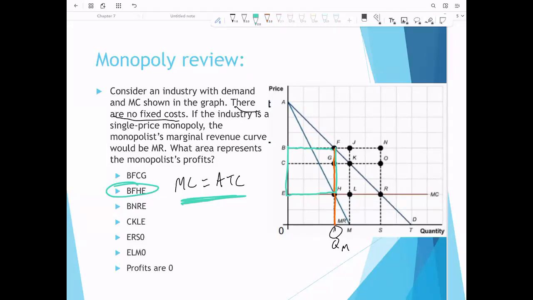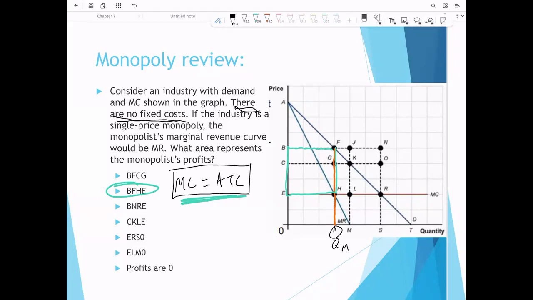Are we all good there? Once we have those two things, the last thing we need is the average total cost at our quantity, because then we take the price minus the average total cost, and that difference multiplied by the quantity gets us profit. We're not given the average total cost directly, but this phrase that I underlined, there are no fixed costs, tells us that the marginal cost is equal to the average total cost.